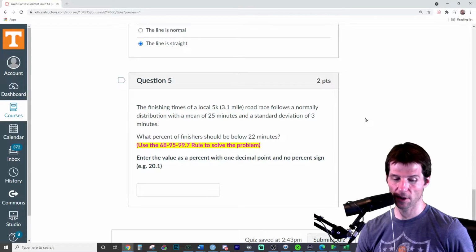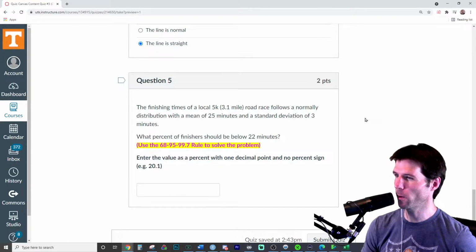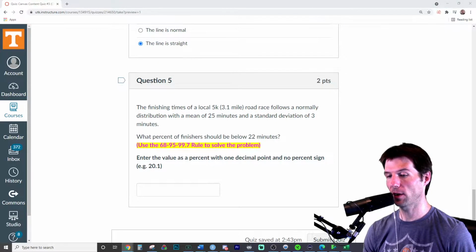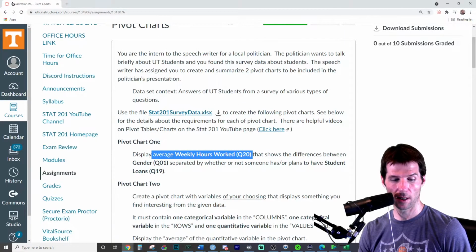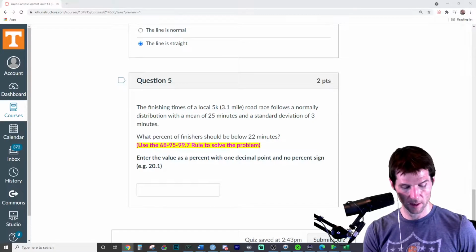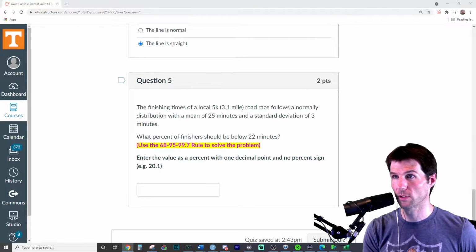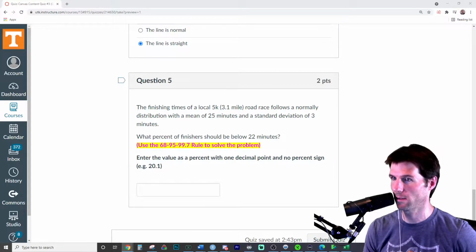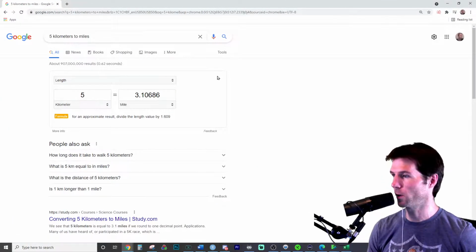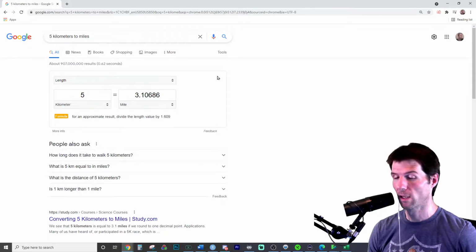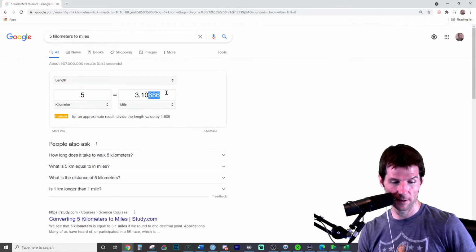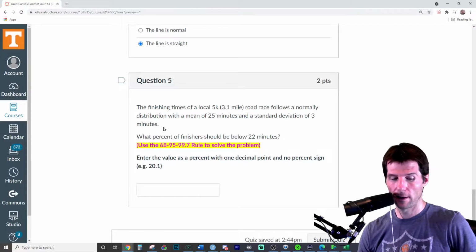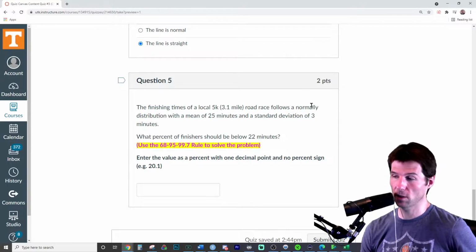The finishing times of a local 5K, 3.1 mile race, 3.12. Terry, what are you doing right there? We gotta go check this out. 5 kilometers to miles. 3.12, right? 3.106. Oh, I was wrong. I thought it was 3.12. There's that little change on there. Yeah, it's a little extra second or two on your race. Just saying. Okay, the finishing times are normally distributed.